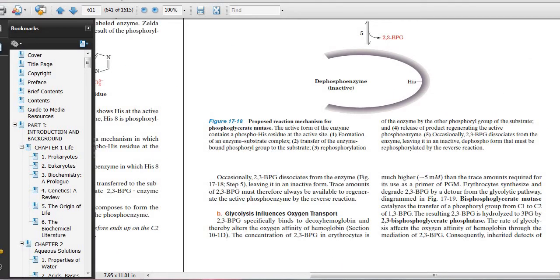So the idea is 2,3 BPG specifically binds to the deoxyhemoglobin and thereby alters the oxygen affinity of hemoglobin. That means, normally, the deoxyhemoglobin must bind to oxygen to form oxyhemoglobin so that the oxygen can be carried to all parts of the respiring tissue. But if 2,3 BPG is also present in the system, 2,3 BPG can competitively bind to the hemoglobin so that oxygen is not able to bind.